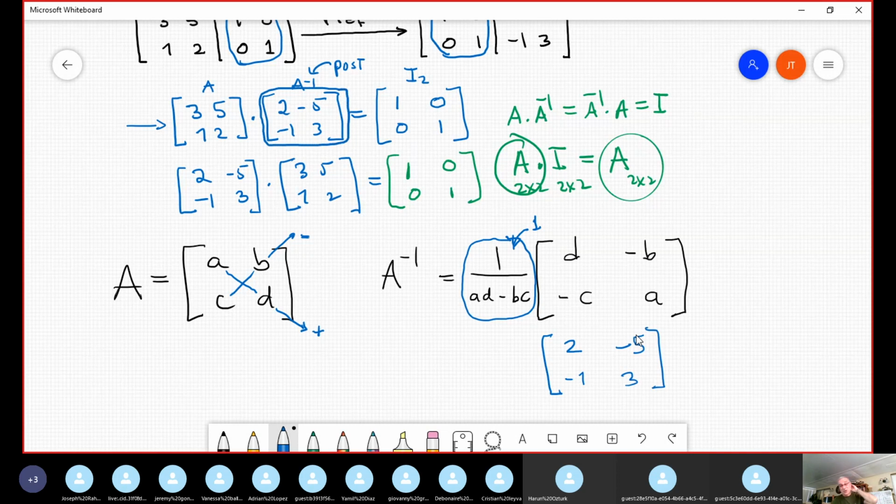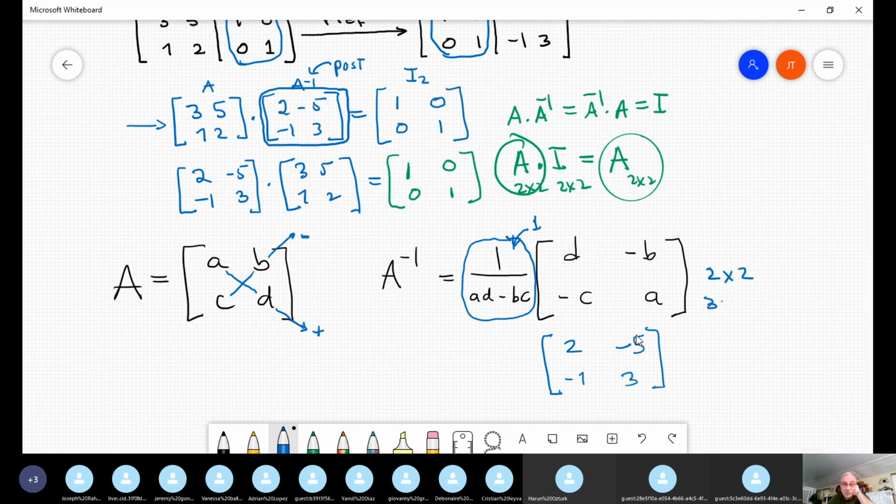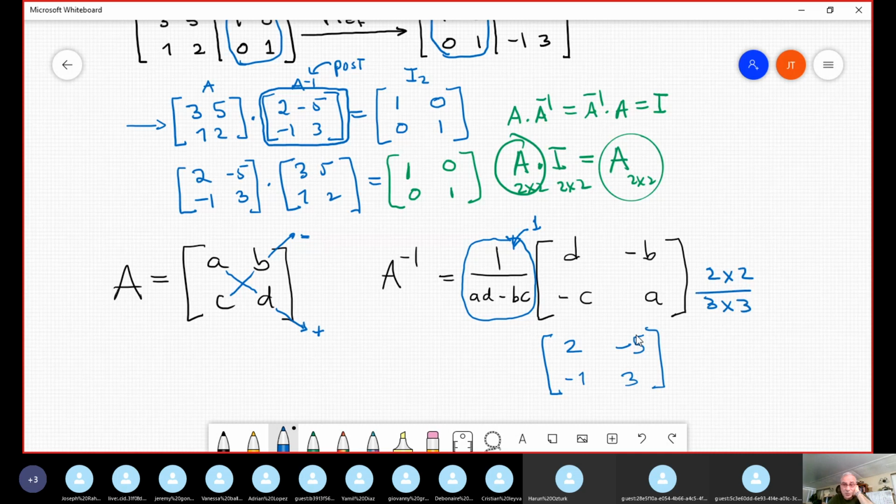Using the formula. Guys, this formula is only valid for 2 by 2. If it is 3 by 3, we have no formula. Well, actually, we have a formula, but it's super complicated, and nobody uses this formula. For 2 by 2, yes, you can do it by hand. Okay, another way is using this operation.